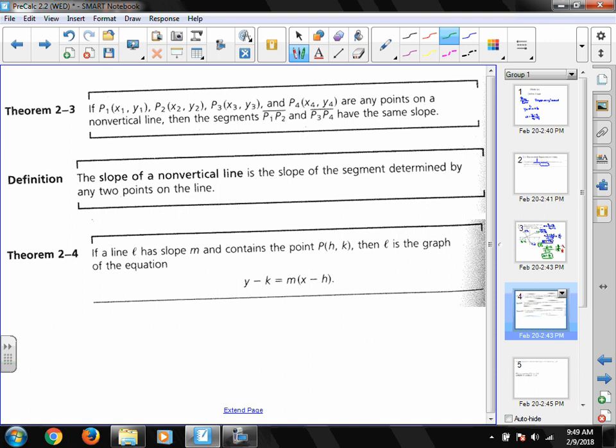Then the slope of a non-vertical line is the slope of the segment determined by any 2 points on the line, saying what I just kind of said. If you've got points on a line, the slope is going to be the same everywhere. And finally, theorem 2.4 here is going to talk about a different way to write the equation of a line. We talked about this last year. This right here is what we call point slope.